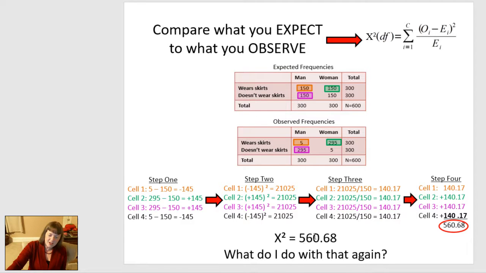So we got 560.68. What do I do with that again? I'm going to compare that to a critical value. So I'm going to pop back to my critical value table. But first, I'm going to need my degrees of freedom. So, what would my degrees of freedom be for this kind of test?